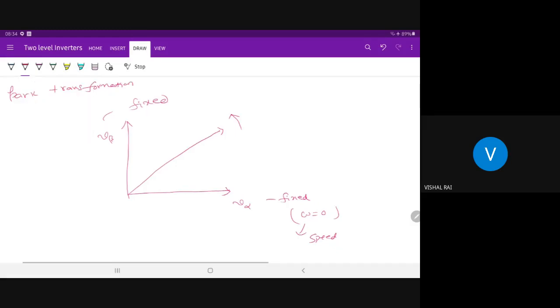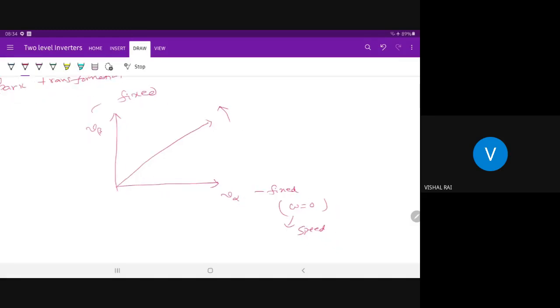Right. Its speed is 0. So when you're doing this, you'll get some sine wave. So this is for another one, right? So now I want to make this constant, right? So I want to make this constant.